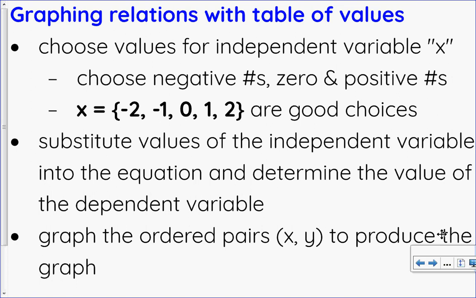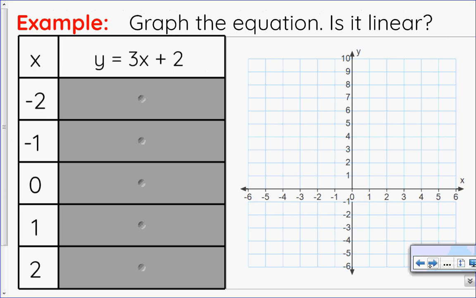Those are good choices. You're going to substitute your independent variables into the equation and determine the corresponding dependent variable that goes with that. When you do that, you now have an ordered pair (x, y), and you're going to graph those to produce the graph. Let's try an example.